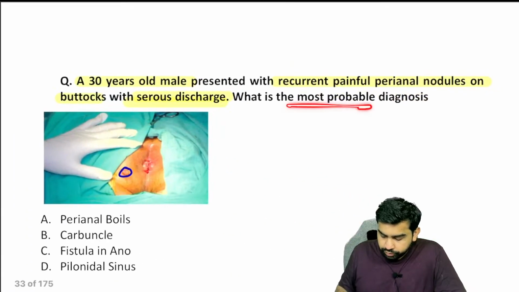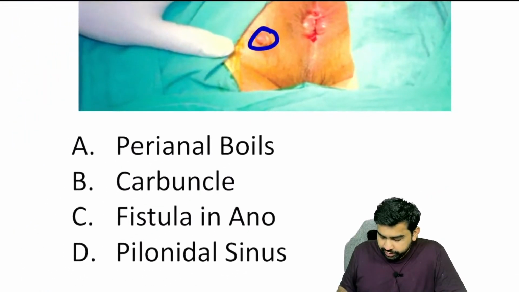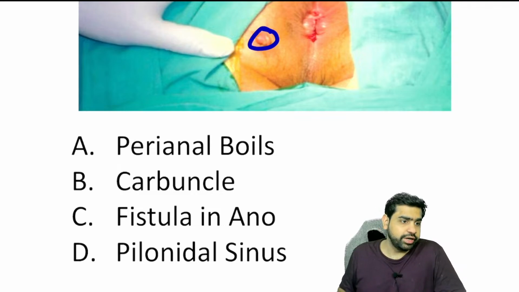Now, what is the most probable diagnosis of this particular patient? Is it a perianal boil, carbuncle, fistula in ano, or the pilonidal sinus? It is not the pilonidal sinus, guys.